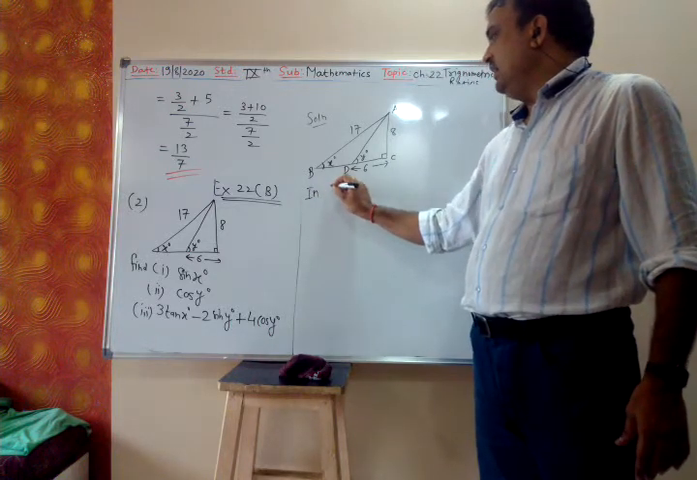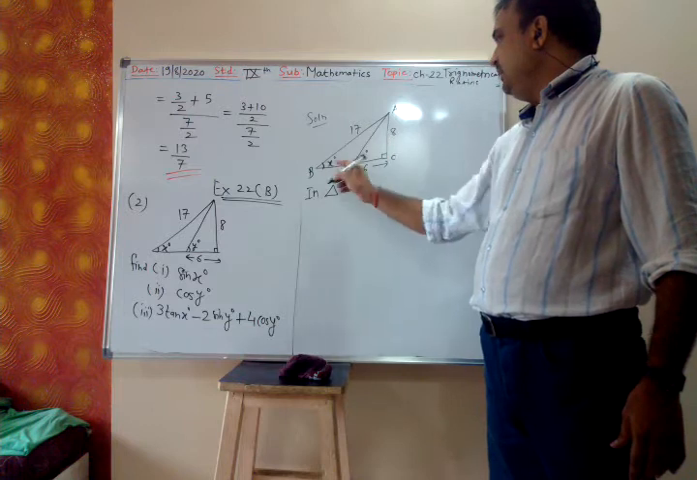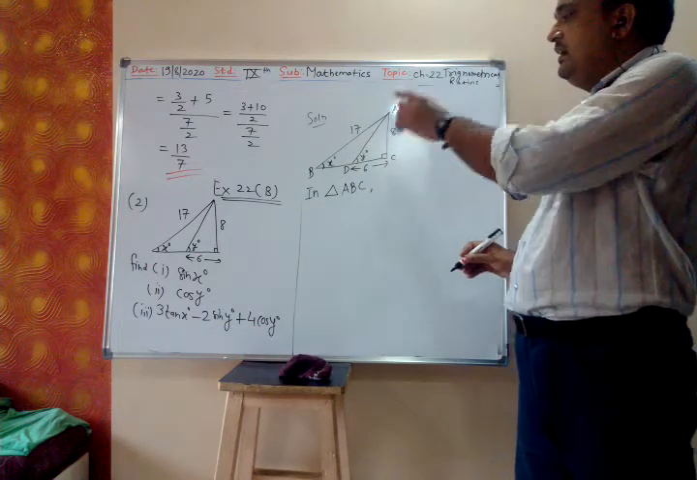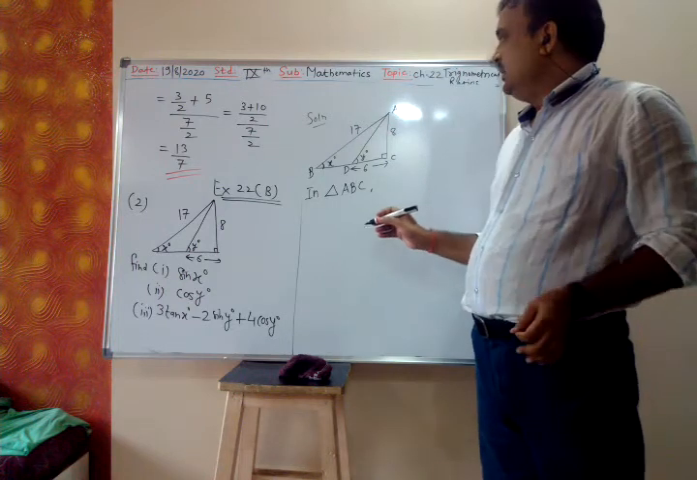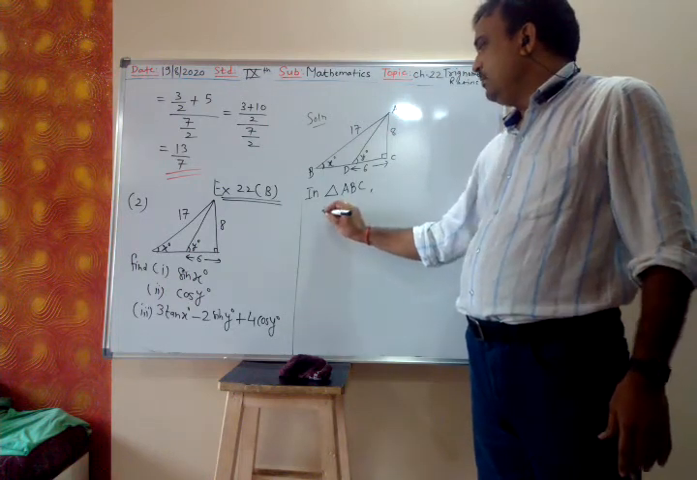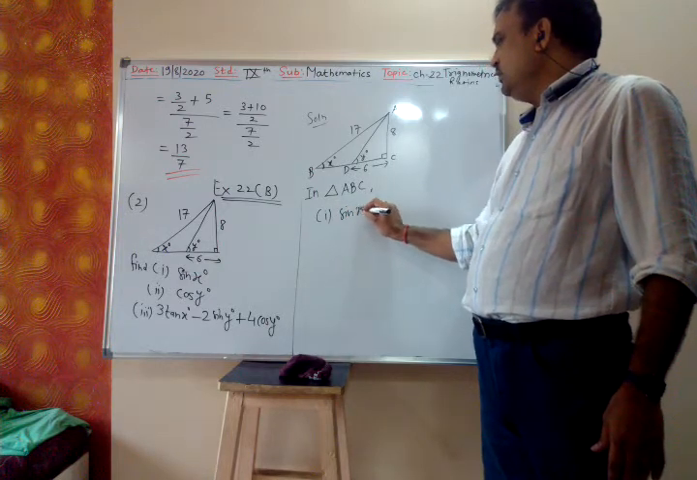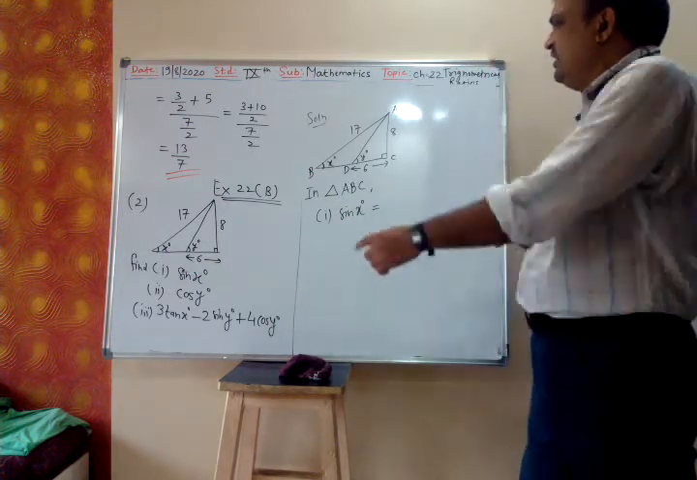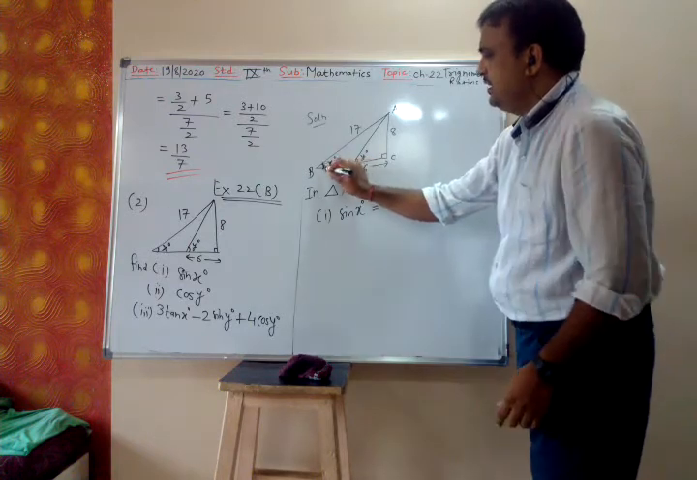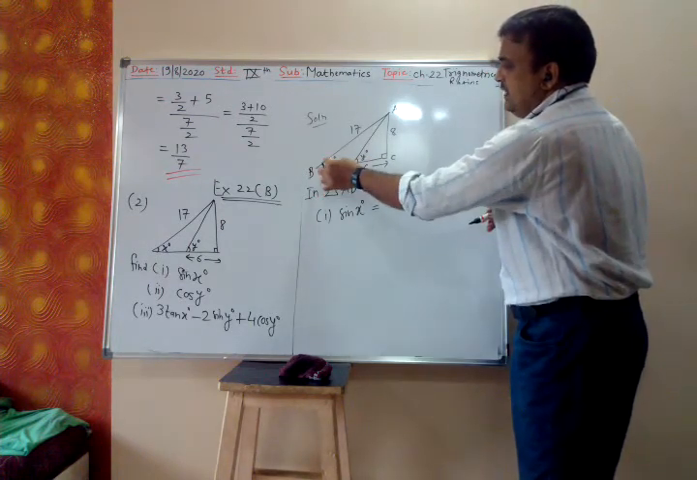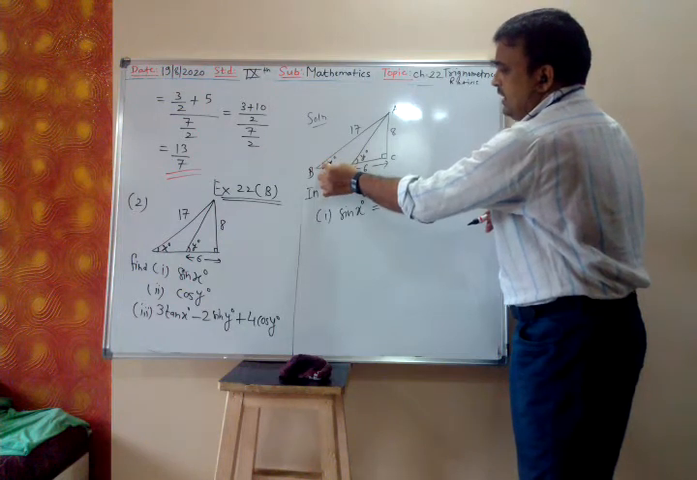So now we consider triangle ABC. In triangle ABC, we find sine x degree. What is sine? We use the ratio. What is sine x degree? This is my x degree, this is my reference angle. So what is sine?